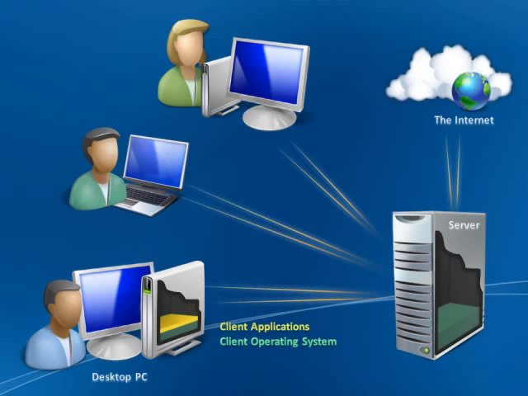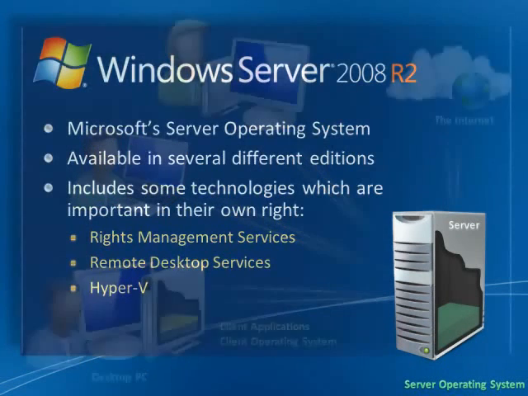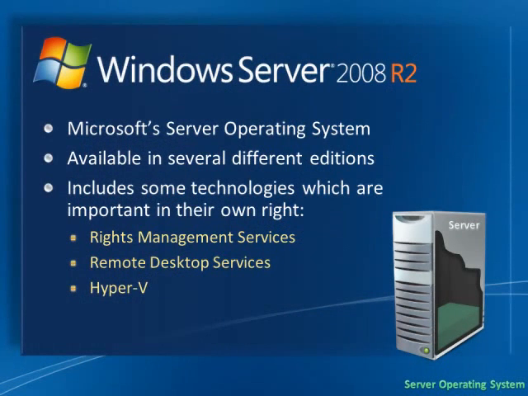So the server operating system is Windows Server 2008 R2. As I've said, Windows Server 2008 R2 is the current Microsoft Server operating system. And again, it does come in a number of different editions aimed at different sizes of business and different business requirements. But all of the Windows Server editions do include some technologies, and these technologies are very important to aid those business requirements. We're talking about things like rights management services, remote desktop services, and Hyper-V.